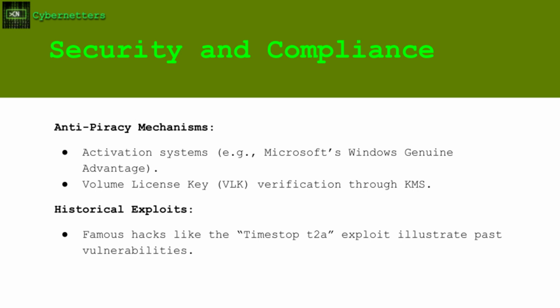But here's the thing, no system is perfect. Over time, hackers have found ways to bypass these protections. For example, the infamous Timestop 2TA exploit showed how clever some tricks could undermine early activation systems. So think of these mechanisms like locks on a door. While most people respect the locks, some people try to pick them or find a hidden entrance. That is why companies are always improving their security measures.